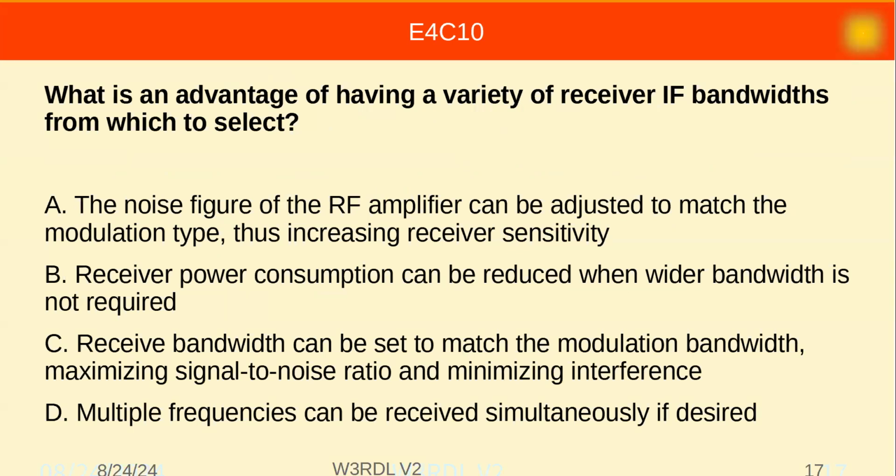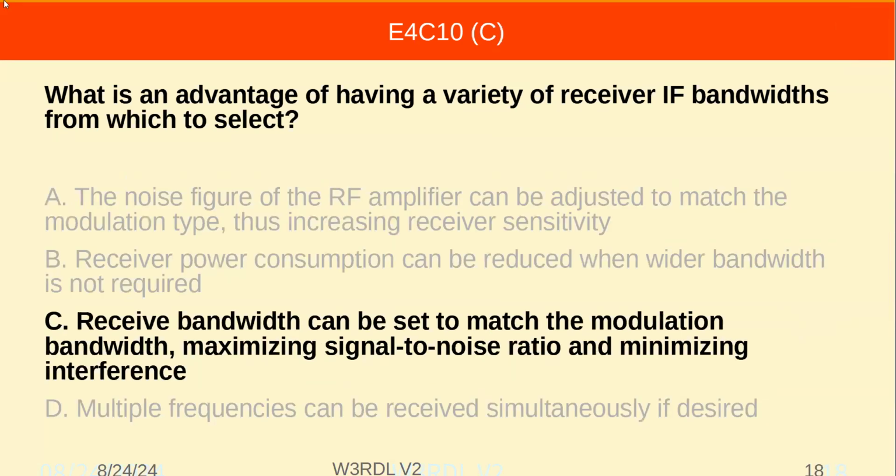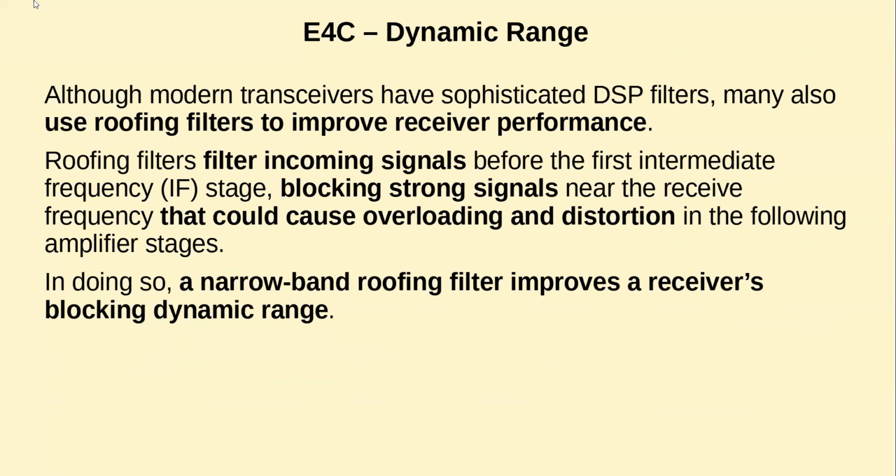What's an advantage of having a variety of receiver IF bandwidths from which to select? Some radios have what they call roofing filters. Yaesu pushes their roofing filter. I really tried to get an understanding of why a roofing filter is different or better than a bandpass filter on the front end. And I can't find that there's any difference except marketing, because a roofing filter sounds like, well, that's cool. But all you're trying to do is filter out other signals in the front end. So whatever you call it.